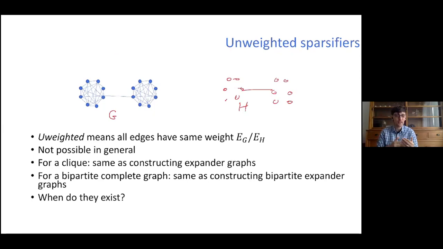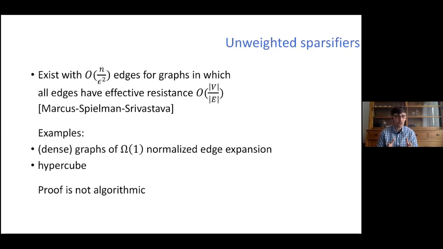So in fact, one of the interesting corollaries of the Marcus-Spielman-Srivastava proof of the Kadison-Singer conjecture is that every graph in which all the edges have bounded effective resistance admits an unweighted sparsifier with roughly the same number of edges as the BSS construction, order of n for constant epsilon. For example, this applies to all graphs that are edge transitive, such as the hypercube. It also applies to graphs that have constant normalized edge expansion, even if they're dense. So if you take a dense expander, it must have a sparse expander inside of it.